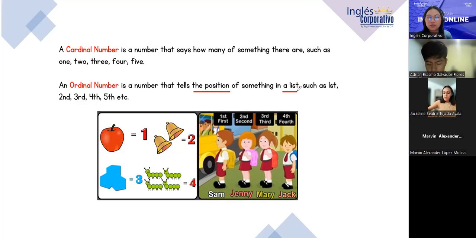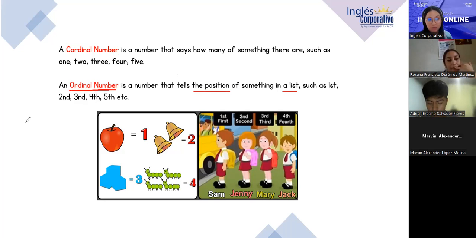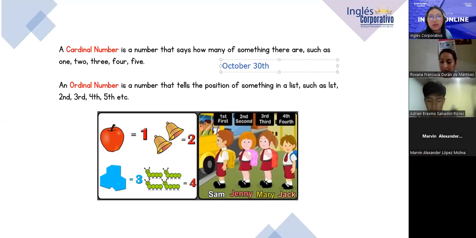So this is the difference. Nunca ocupemos un cardinal number in a day. Las fechas siempre vamos a tener que usar el ordinal. Por eso cuando ustedes pronuncian, yo les preguntaba, ¿qué fecha es ahora? Me decían, today is October 30. Not really, it's not 30. We need to use the correct spelling and pronunciation, 30th. Porque si dejamos así, esto es incorrecto.